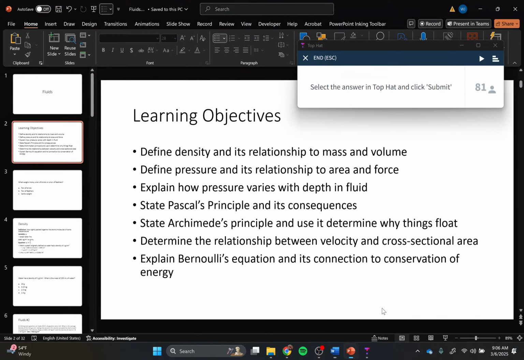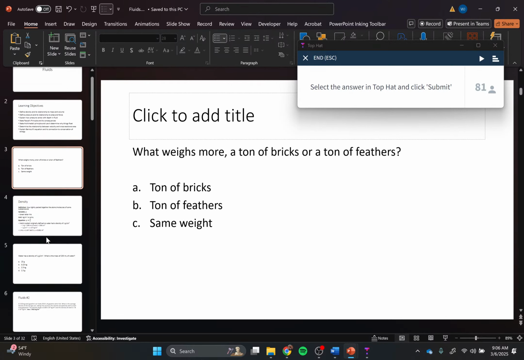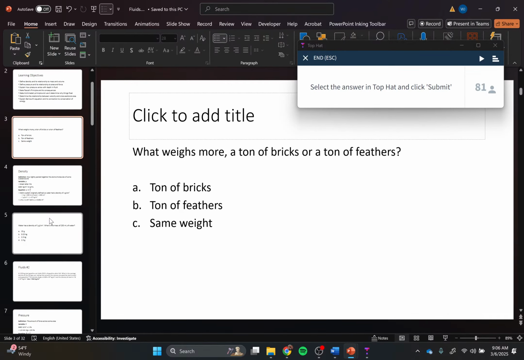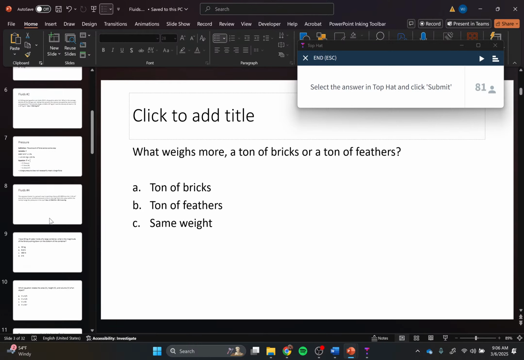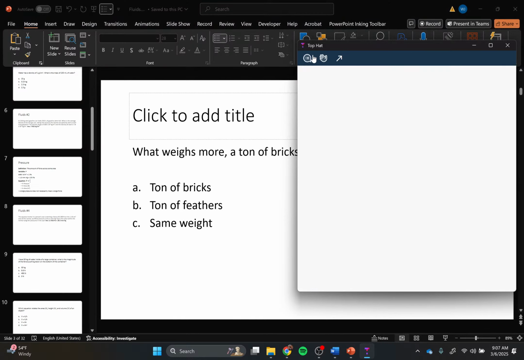Anyway, so how much do I want to go through things? Yeah, I'm gonna get through this. I want to get through this and pressure, and we'll see if I can do both. I don't know. Yeah, so this is the classic.